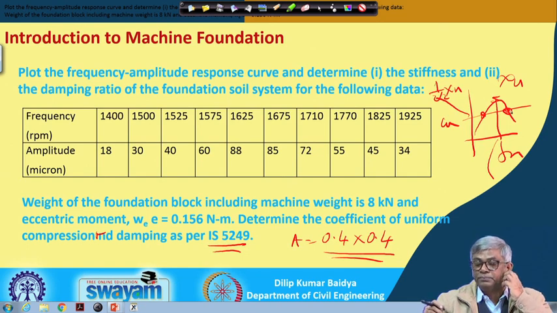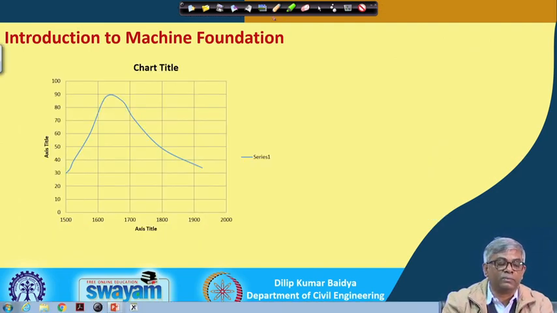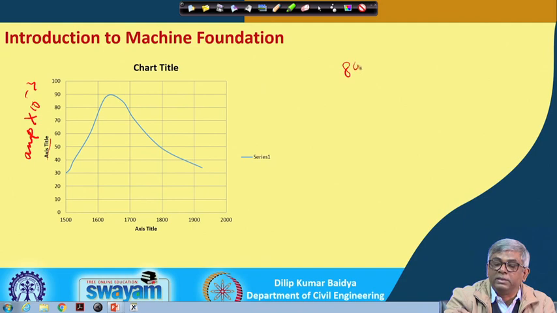So, like that, if I do, let me go to the next page, and you can see that if I plot this frequency versus amplitude, this is amplitude multiplied by 10 to the power minus 3. Suppose it is 50. So, if I get 80, then 80 multiplied by 10 to the power minus 3 is the amplitude, and here the frequency is in RPM. Okay.